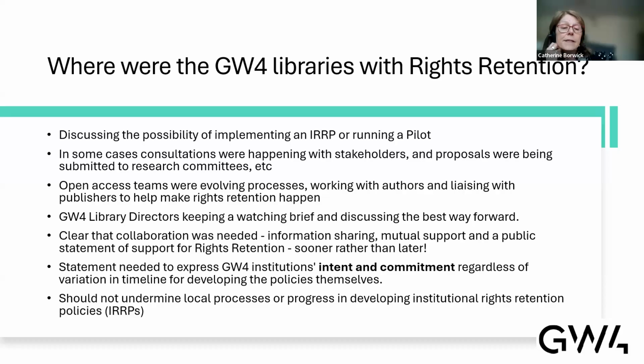And at the same time, the open access and the repository teams were evolving their processes. They were working with authors and liaising with publishers to help make rights retention happen as it was at that time. So the GW4 library directors were keeping a watching brief and discussing the best way forward. And it was clear that collaboration was very important. And we'd seen that with other groupings of universities, where they felt that, to navigate and negotiate this period and this innovation, it was really useful to share information, to support each other. And if a policy couldn't be implemented immediately or within the near future, then at least a public statement of support for rights retention would be a good idea. And that should happen sooner rather than later.